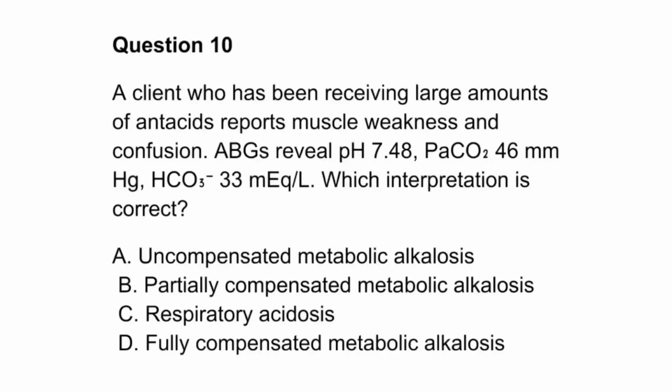Question 10. A client who has been receiving large amounts of antacids reports muscle weakness and confusion. ABGs reveal pH 7.48, PaCO2 46 mm of mercury, HCO3 33 milliequivalent/L. Which interpretation is correct? A. Uncompensated metabolic alkalosis. B. Partially compensated metabolic alkalosis. C. Respiratory acidosis. D. Fully compensated metabolic alkalosis.